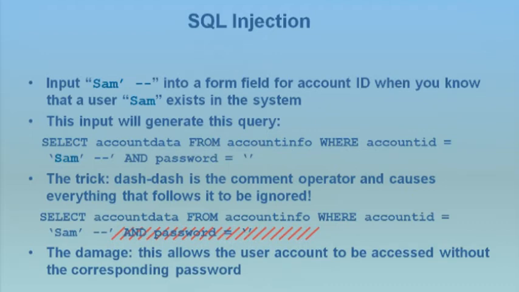So let's look at our new example query here. Our example query is select account data from account info where account ID equals username and password equals user input. So when the attacker types in Sam single quote dash dash, that changes the meaning of the query. Now let's look at the query. Select account data from account info where account ID equals Sam. No password is needed. This allows the attacker to get access to that data without a password.